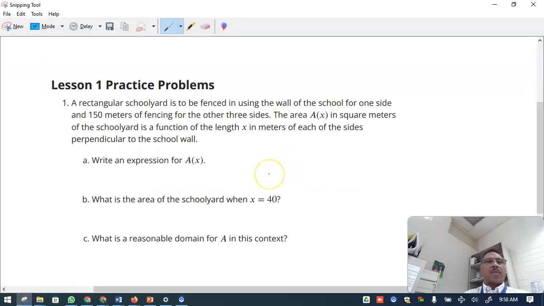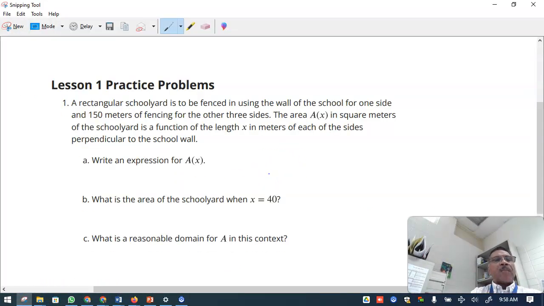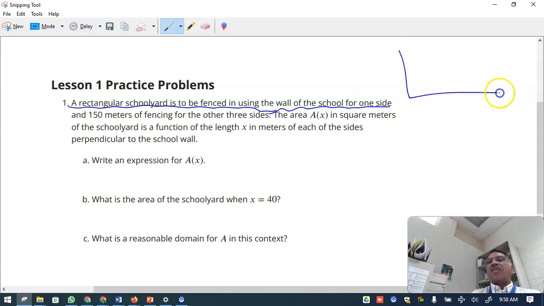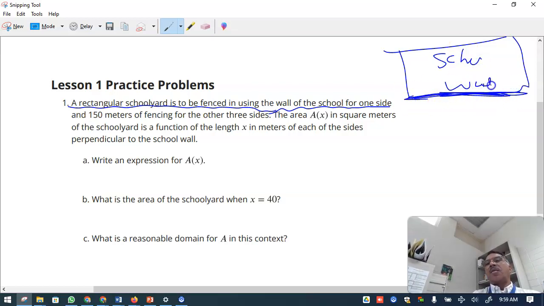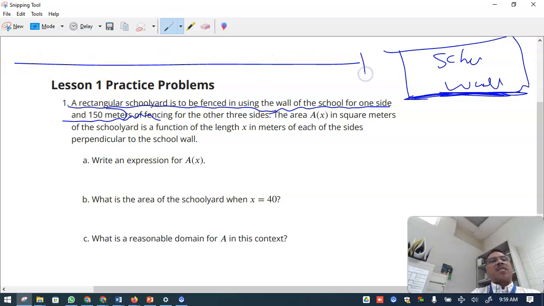First problem of the practice problems. A rectangular schoolyard is to be fenced in using the wall of the school for one side. Let's see, if this is the school, then one of the sides is the wall, right? So this is the wall, and the fence is 150 meters long. Let's imagine this is the fence, which is 150 meters on all three sides.